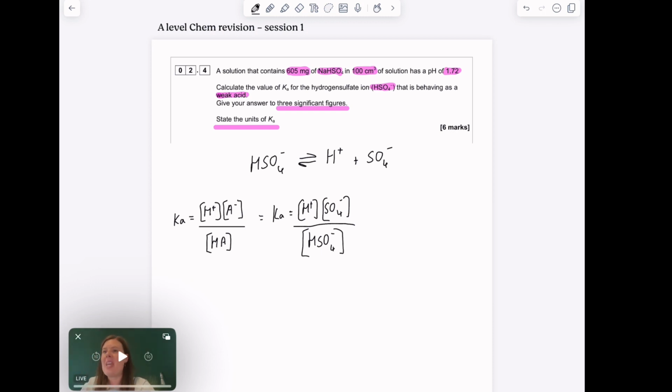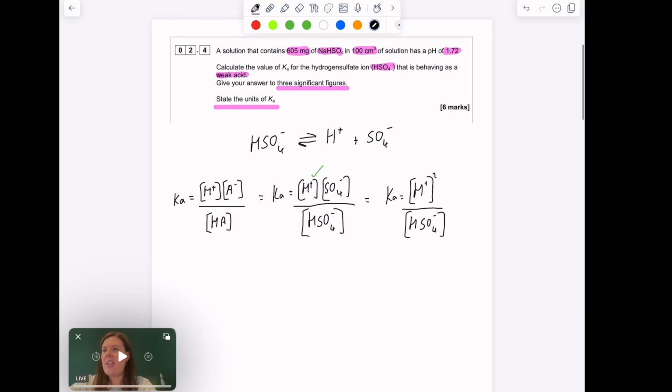Now, I can see that I've got the pH, so that's going to allow me to instantly be able to work out the concentration of hydrogen ions in my equilibrium. I haven't got anything to work out my sulfate ion, so what I can instantly do is change this expression to the version where, because they're going to be in the same concentrations, I can do the hydrogen ion concentration squared over the hydrogen sulfate ion concentration. So that final expression is what I'm going to be working with: H plus ion squared over our hydrogen sulfate ion concentration.